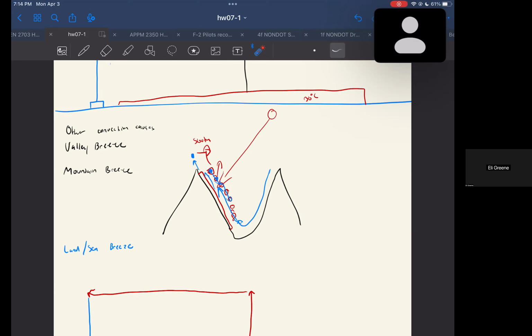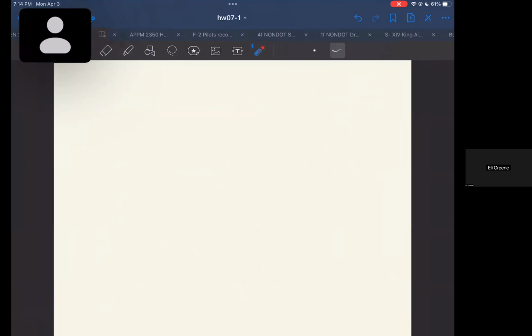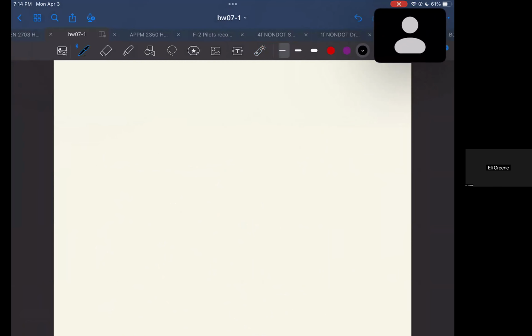Anyway, now we'll talk real quickly about wind shear. I'm on my laser.